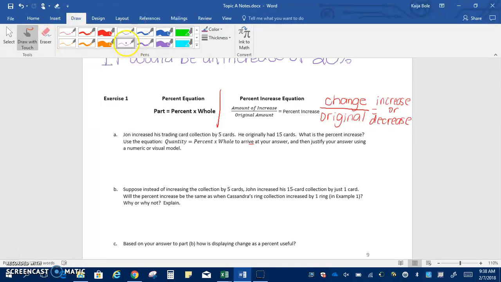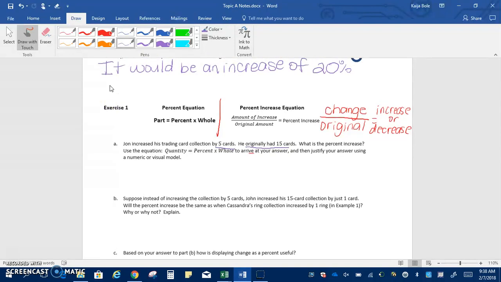So if we look at example A, it says John increased his trading card collection by 5 cards. He originally had 15 cards. What is the percent increase? So we're looking for how much did it change? What's the original? So if we put in our fraction, we know the original was 15 cards. That goes on the bottom. And he added 5 cards, so that was the change that goes on the top. And when you divide those, you get 0.3 repeating. So to make it a percent, we'd have to move the decimal twice, so we would get 33.3 repeating percent, and this is an increase.